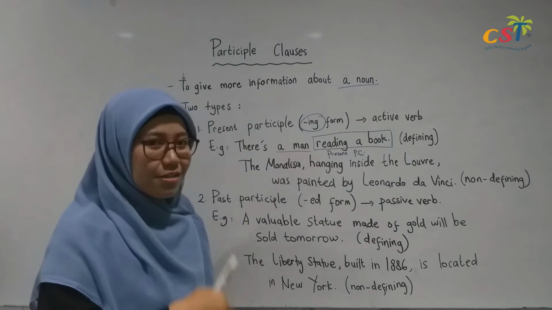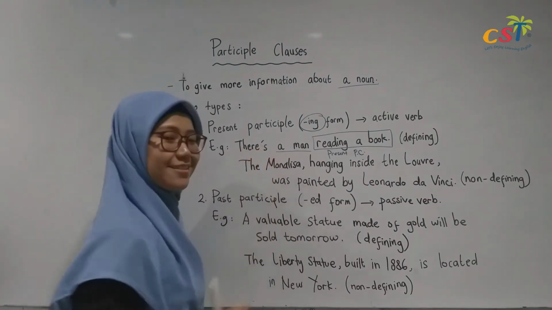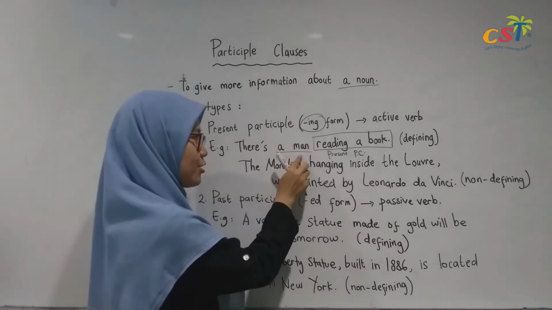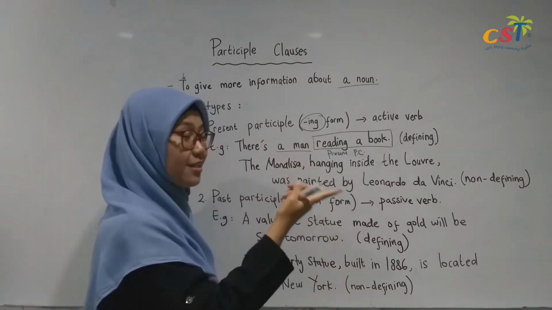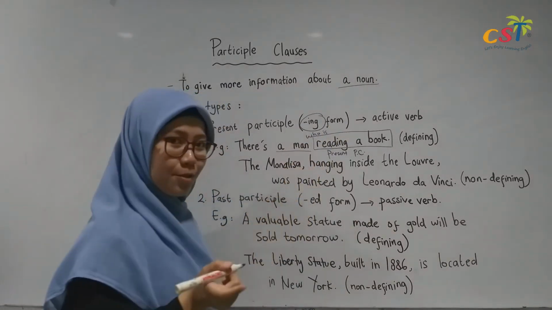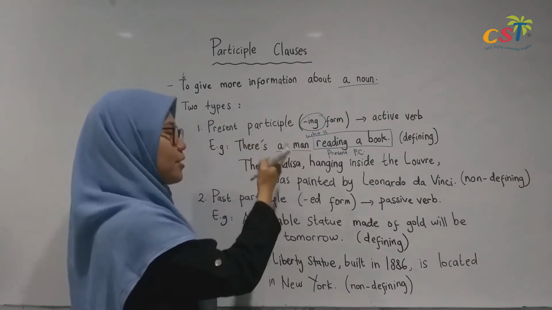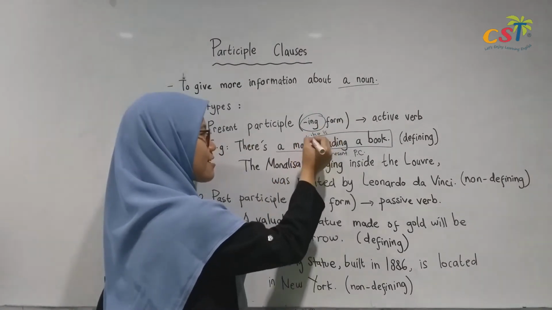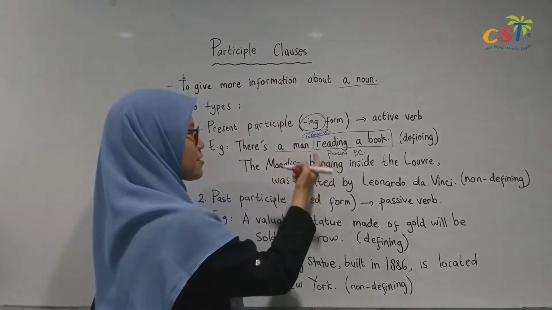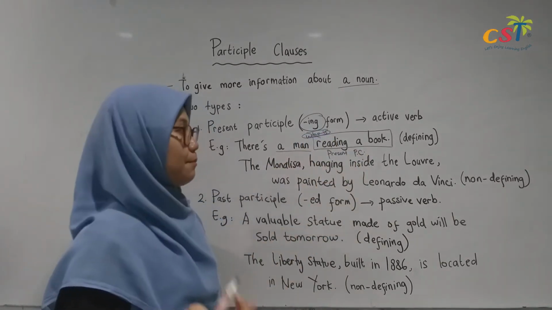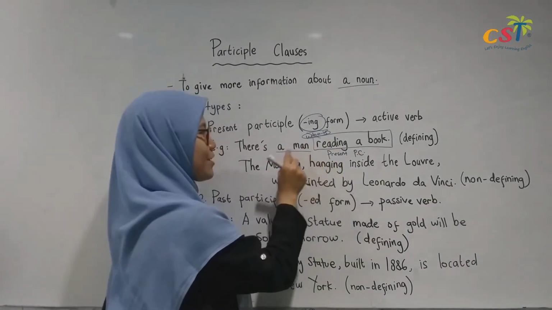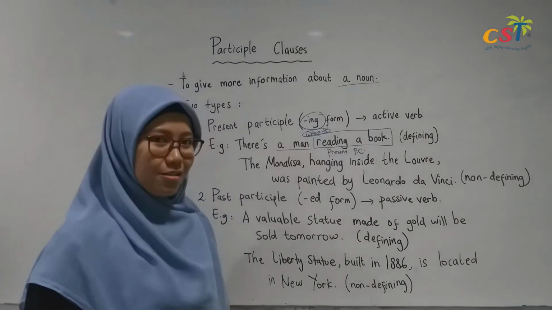If we try to understand the original sentence, it actually comes from "there is a man who is reading a book", a man who is reading a book. But in a participle clause, we delete this pronoun, so that's why it becomes reading a book only. But from the meaning, there is actually "who" inserted between the noun and the participle clause.